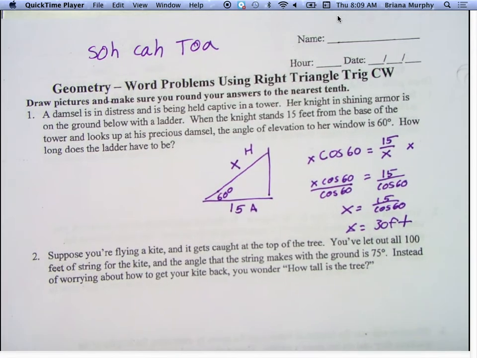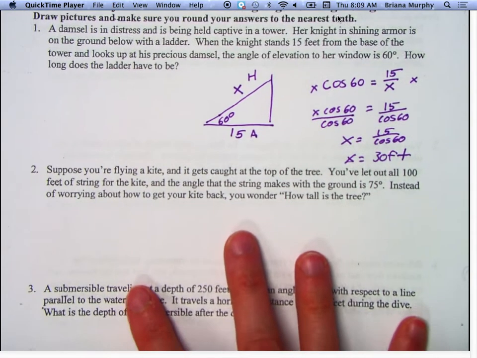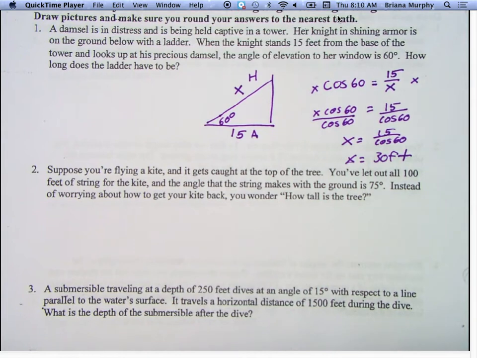Okay, why don't we try again, just like we've done before, where this time I'm going to read it aloud and you're going to draw your picture. Okay? Draw it in pencil if you're still worried about this, or be willing to cross it out. Suppose you're flying a kite and it gets caught in the top of a tree. You've let out all 100 feet of string for the kite, and the angle that the string makes with the ground is 75 degrees. Instead of worrying about how to get your kite back, you wonder, how tall is that tree?